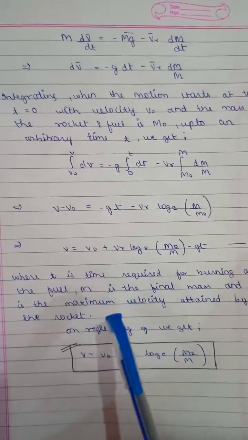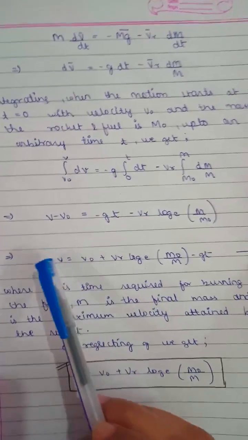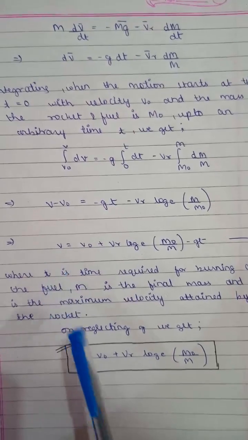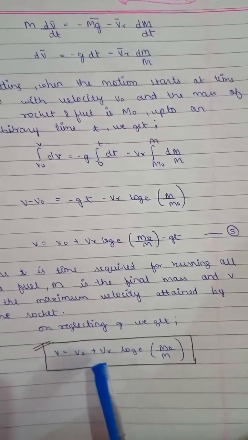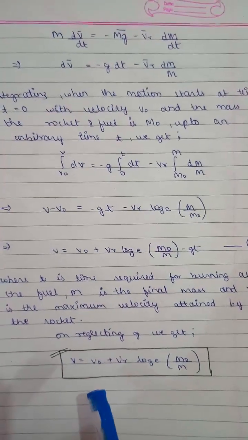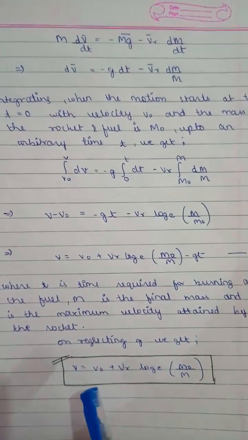Now we will neglect g. Neglecting g in this equation, we get the rocket motion equation, that is v = v naught + Vr log base e (m naught/m). This is the equation for the motion of a rocket.